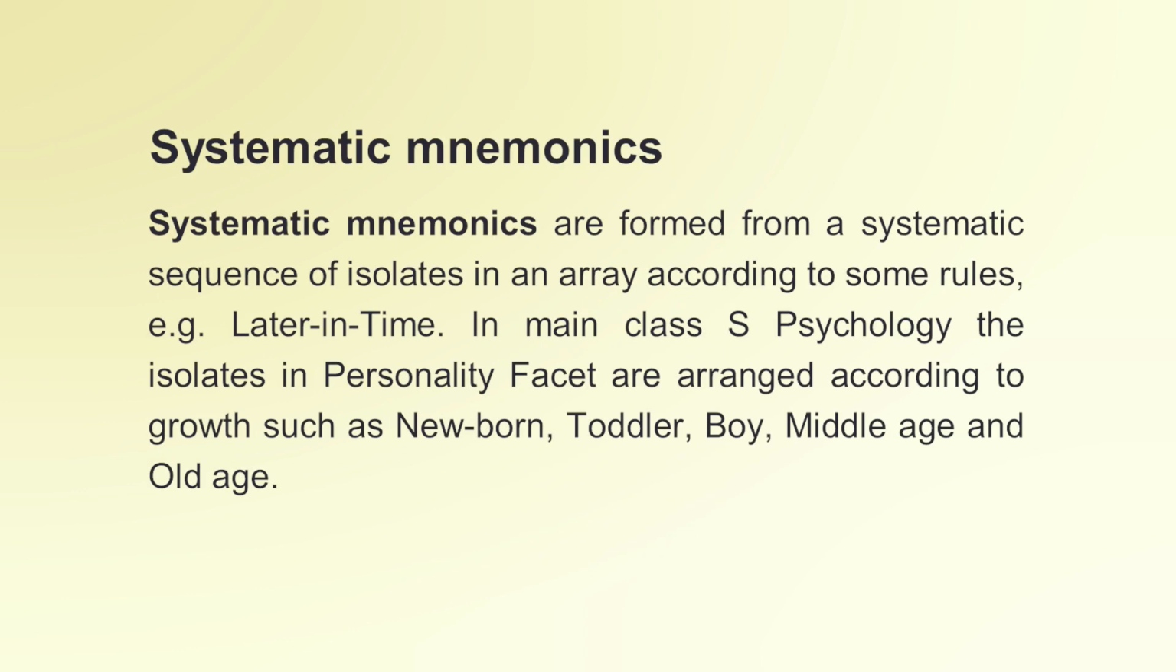Systematic mnemonics are formed from a systematic sequence of isolates in an array according to some rules, such as later in time. In main class S psychology, the isolates in personality facets are arranged according to the growth, such as newborn, toddler, boy, middle ages, old ages, etc.